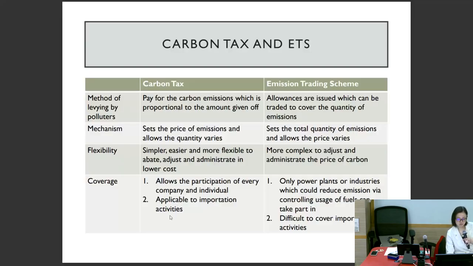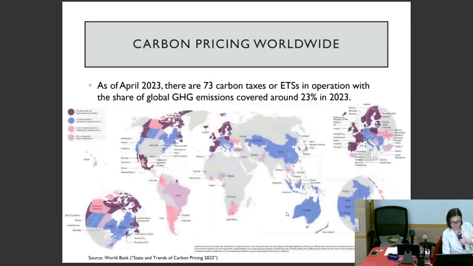Applicable to importation activities, okay, like the import of goods, energy, electricity, materials, and resources. So all these can enforce carbon tax. And for the ETS, very often it covers power plants, large industry, and large emitters only, which could reduce emissions via controlling the usage of fuels. Difficult to cover importation activities. So for big companies and large emitters.